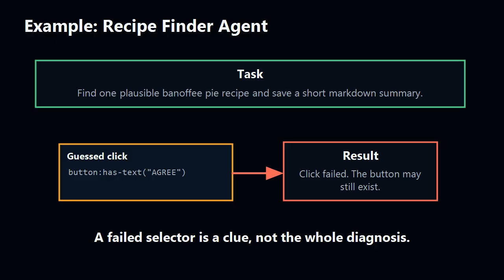Imagine a recipe finder agent. The task is: find one plausible banoffee pie recipe and save a short markdown summary. The agent opens a recipe page. A privacy pop-up appears. If the agent guesses a selector, like a button has text agree, that guessed click may fail.